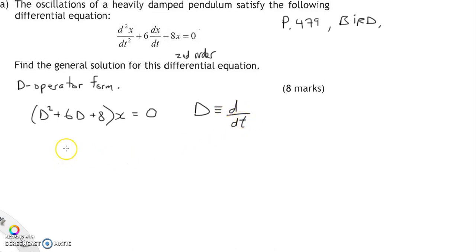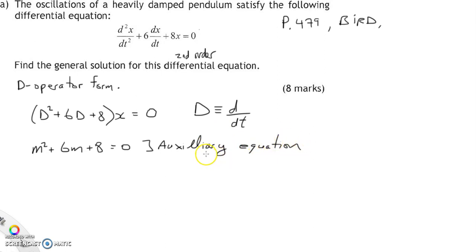And then we're going to solve what's called the auxiliary equation. So the auxiliary equation is going to be m squared plus 6m plus 8 equals 0. Okay, so we'll solve this one now.